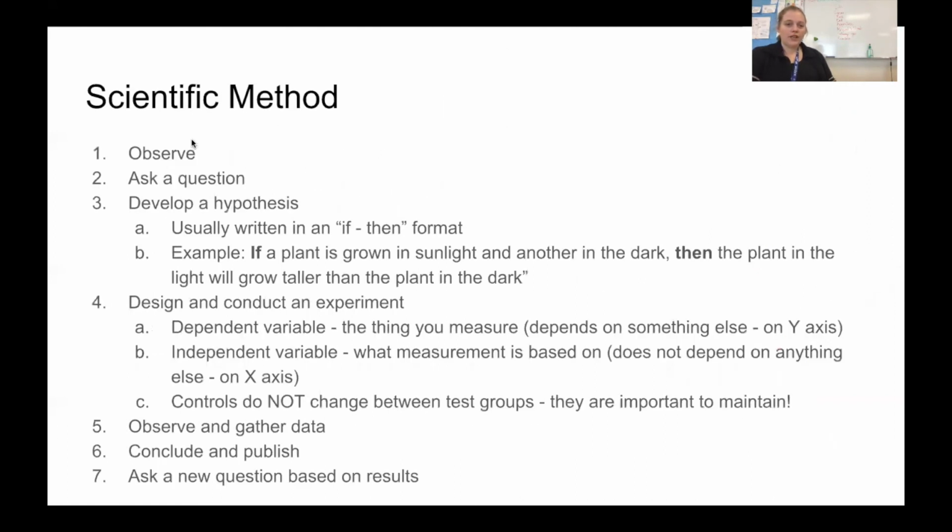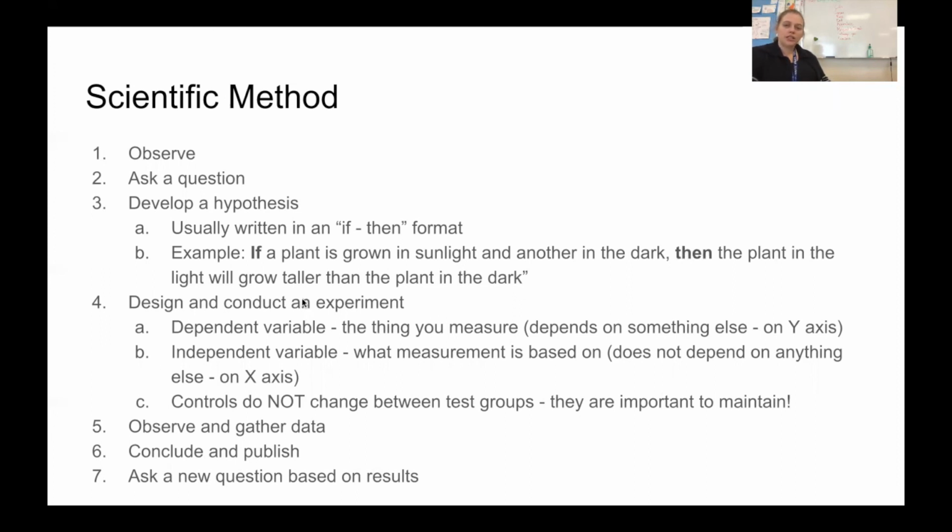Now, the scientific method is a process that we're going to use a lot. This is just general thing you need to know, and you've probably used it a lot already. So first, we're going to make an observation. You would ask a question about that observation, develop some sort of hypothesis, a guess as to why you're witnessing this thing, this observation. Usually it's going to be written if then. For example, if a plant is grown in sunlight and another in dark, then the plant in light will grow taller than the plant in the dark. So if you do this, then this is what you expect to happen. That's how you write a hypothesis.